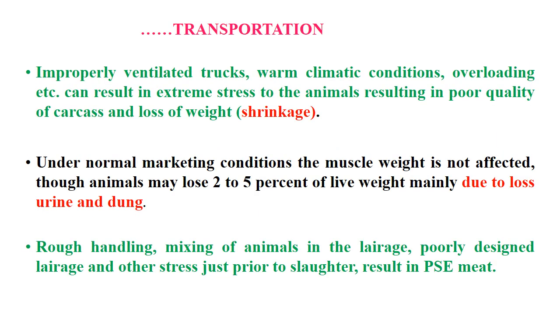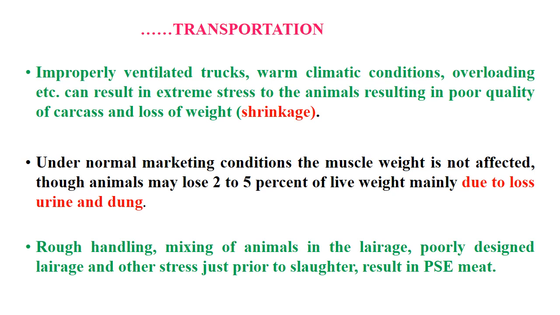In continuation about transportation, improperly ventilated trucks, warm climatic conditions and overloading can result in extreme stress to the animals, resulting in poor quality of carcass and loss of weight. So when proper climatic protection is not there, or there is overloading or improper ventilation, the animal will have severe stress, and that will affect the meat quality and cause loss of weight, which we call shrinkage.